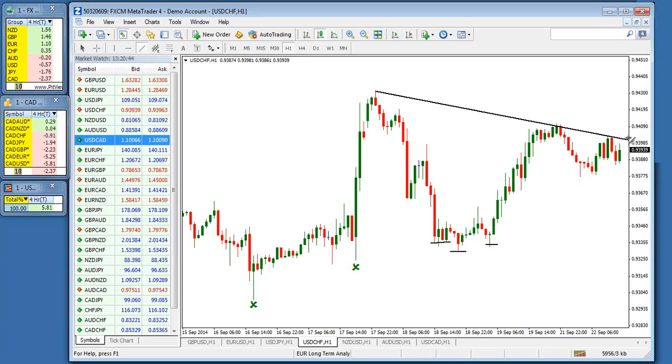Other trading strategies we've covered in the past, when you kind of combine these things together, this is something I was looking at this morning because I was looking at dollar Swiss. That could be a good buying strategy for today.